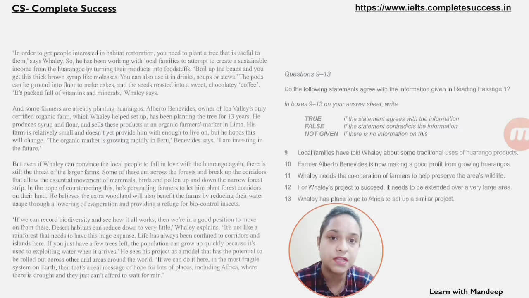Alberto Benavides is already planting Hirangos. Benavides, owner of the organic farm, has been planting trees for 13 years. He produced syrup and flour and sells the products to an organic farmers market in Lima, but there is nothing about profit, though he has been selling for 13 years. His farm is relatively small and doesn't yet provide him with enough to live on. That means he doesn't get enough money to live, so he's not making a good profit, but he hopes this will change in future. But now he's not making enough money. So the answer will be the opposite, because the statement is the exact opposite.